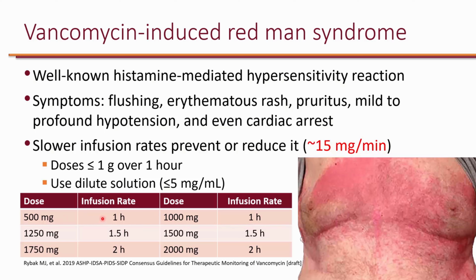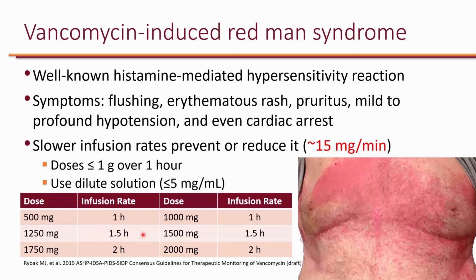So a 500 milligram over 1 hour is about 8.3 milligram per minute, and then 1000 milligram infused over 1 hour is about 16.6 milligram per minute, which is almost around 15 milligram per minute. It's not too much higher than 15 milligram. So most people will tolerate 1000 milligram over 1 hour. If they start to have a reaction, what we can do is increase the infusion time to 90 minutes and potentially 2 hours. And then 1250 milligram is recommended to do a 90-minute infusion.